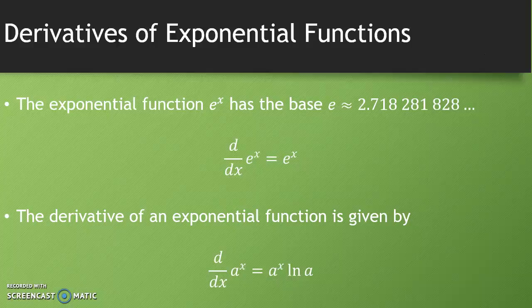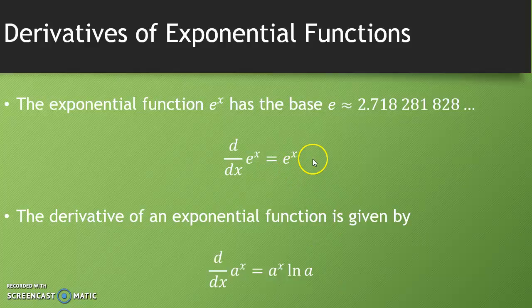So these are a couple of rules that you need to know, so you might want to write these in your books. But for the derivative of e to the power of x, remember e is just that number there, 2.718. The derivative of e to the power of x is just e to the power of x. Nice and simple. The derivative of an exponential function, a to the power of x, is given as a to the power of x log a. So just the same as up here.